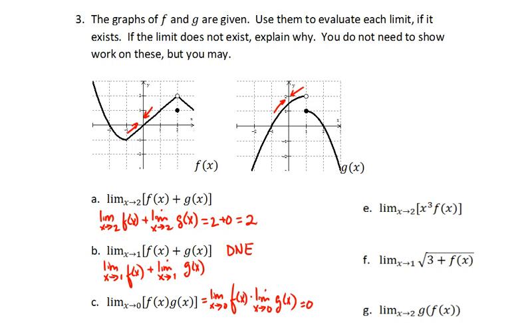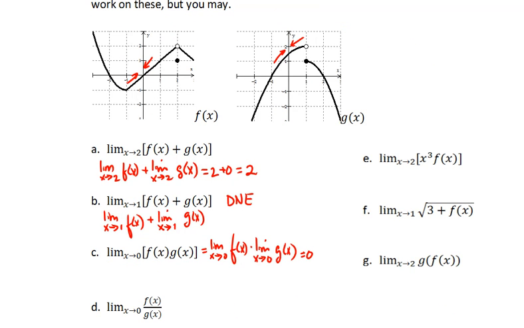And we'll scroll up just a bit to get to letter D. In D, we have the limit as x approaches 0 of f of x over g of x. And the limit of a quotient is just the quotient of the limits. So it would be limit as x approaches 0 of f of x over limit as x approaches 0 of g of x. Again, the limit as x approaches 0 of f of x is 0. Limit as x approaches 0 of g of x is maybe 1.5. But 0 over anything other than 0 is just 0.